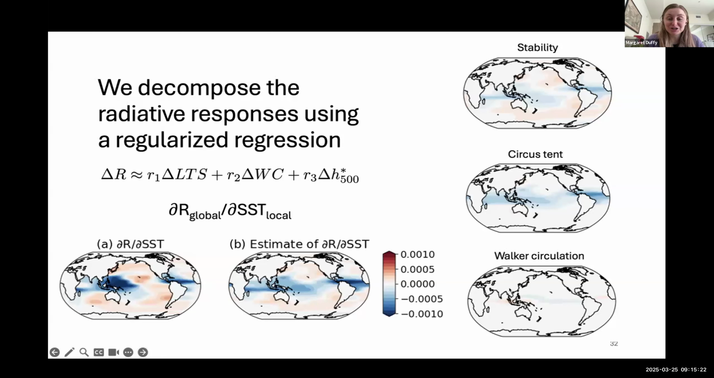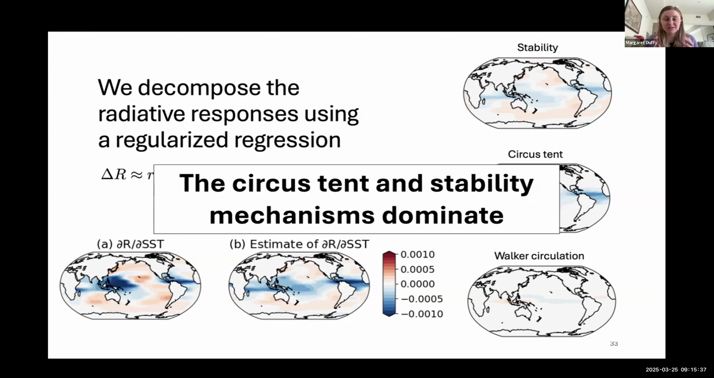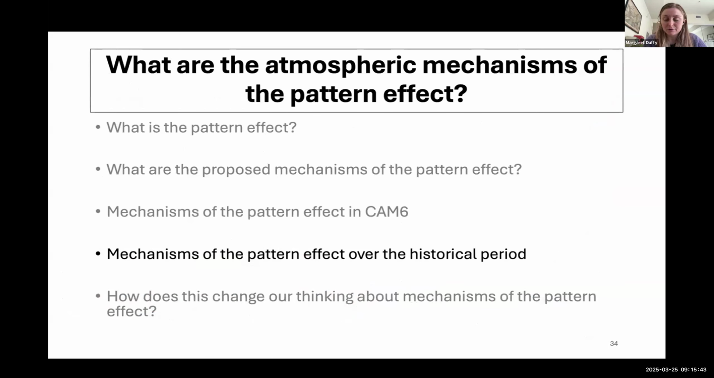And we can see that my hunch about the Walker circulation was totally wrong. And rather, the circus tent mechanism and the stability mechanisms are playing pretty big roles. The circus tent, especially in the regions of deep convection, and the stability mechanism sort of weakly everywhere. Okay, so circus tent and stability mechanisms are dominating, to put it briefly. Let's take a look at what's going on.